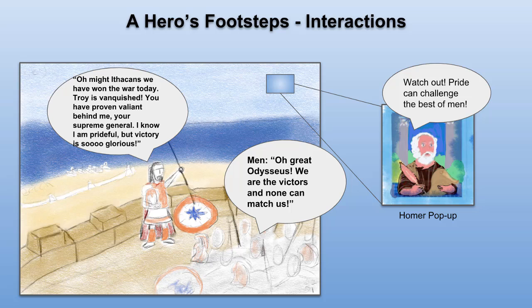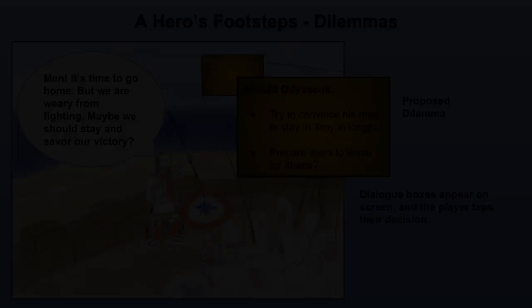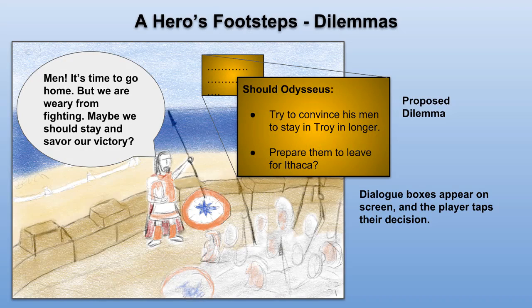Through these dialogues, the player builds knowledge and understanding of the game and the book. Interactions may also include optional pop-ups featuring Homer. Homer provides insight to focus players on an in-book concept, for example, the theme of Odysseus' pride. Interactions may lead to dilemmas. Displayed on screen, these present the player with a choice on what Odysseus does in a given situation.